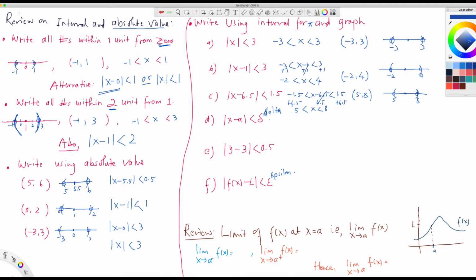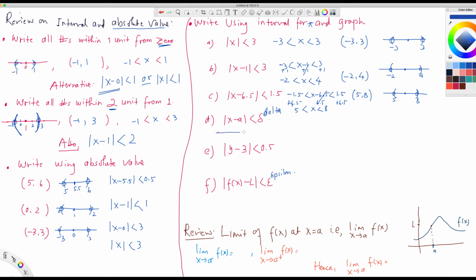Okay, so that's what it says, right? Because what it says is all the numbers within 1 distance from 0. All the numbers within 2 units from 1, right? All the numbers within 0.5 units from 5.5. All the numbers within 1 unit from 1. All the numbers within 3 units from 0, and so on, right? So here, all the numbers within delta units from A. How do I write that?